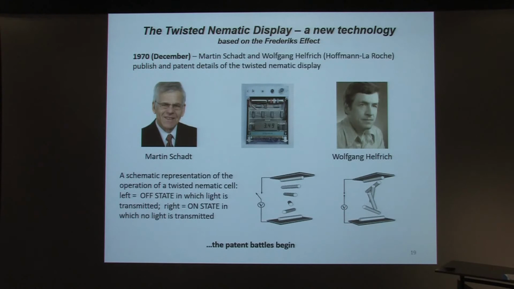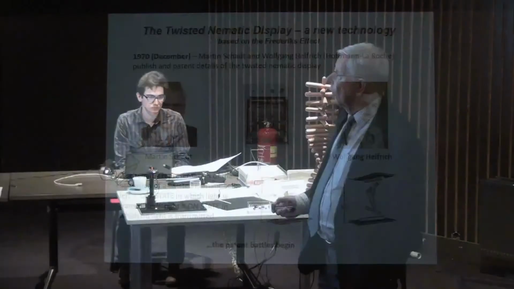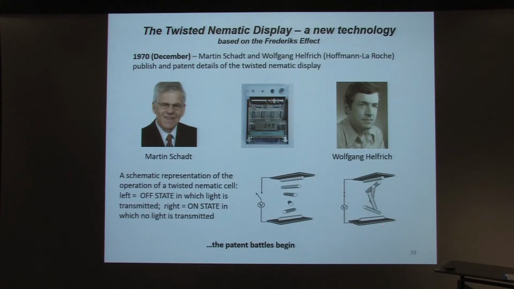One of the people working in RCA was Wolfgang Helfrich, who might be known to some of you in the audience. While working in the liquid crystal group in RCA, he had come up with an alternative idea for a display, based on Fredericks actually, but not on Fredericks' original configuration, which, if you remember, had two surfaces parallel to one another, but a configuration in which one surface was twisted through 90 degrees with respect to the other. The switching effect was essentially the same, from a transverse alignment to a perpendicular alignment, and it worked in exactly the same way. It provided an optical switch between polarizers.